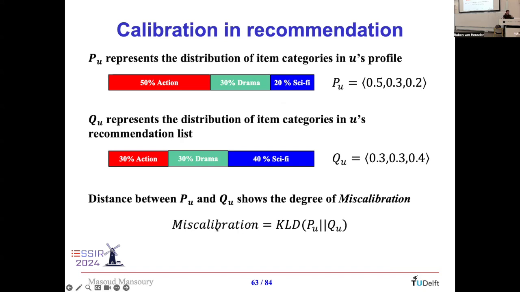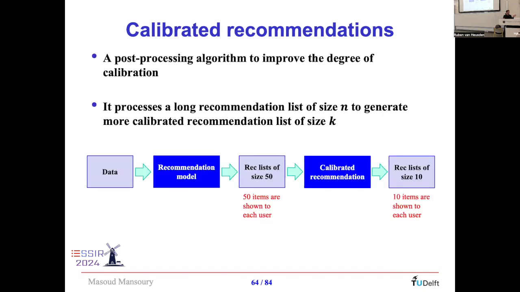But the point here is that if we have a lower distance between the two distributions, it means that our recommendation is highly calibrated. If we have a higher distance between the two distributions, then we can say our recommendation model, or the recommendation list we generated, is not well calibrated. So this is the metric for computing calibration. We can also think about calibrating the recommendation list.